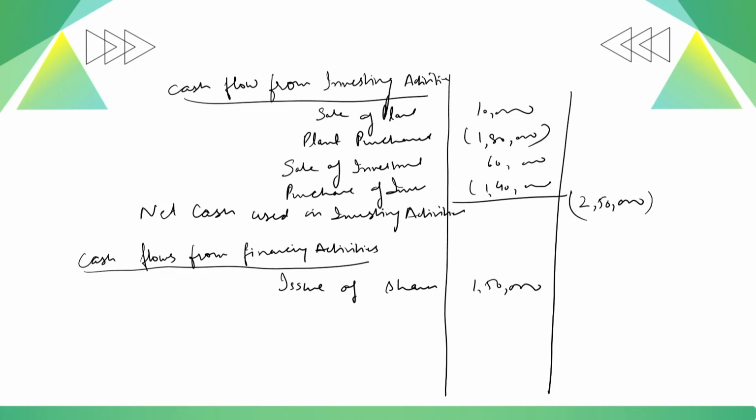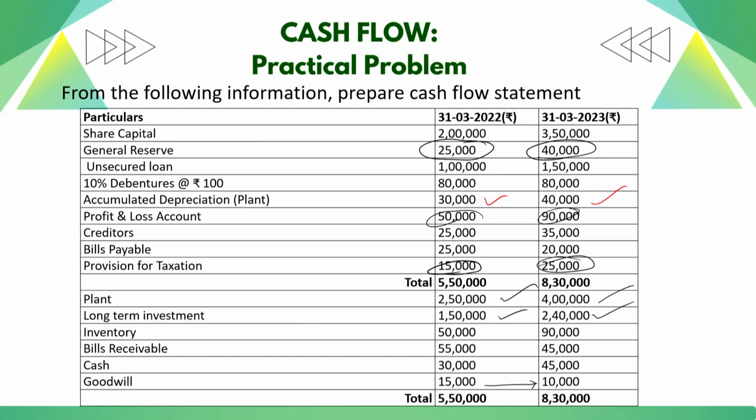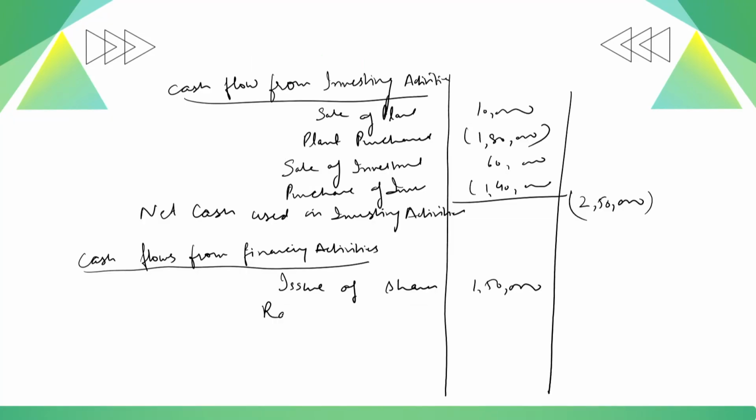1,50,000. Then we have the next change in the unsecured loans from 1 lakh to 1,50,000, raising of unsecured loans by the amount of rupees 50,000. It is all again a positive item because it is an inflow.